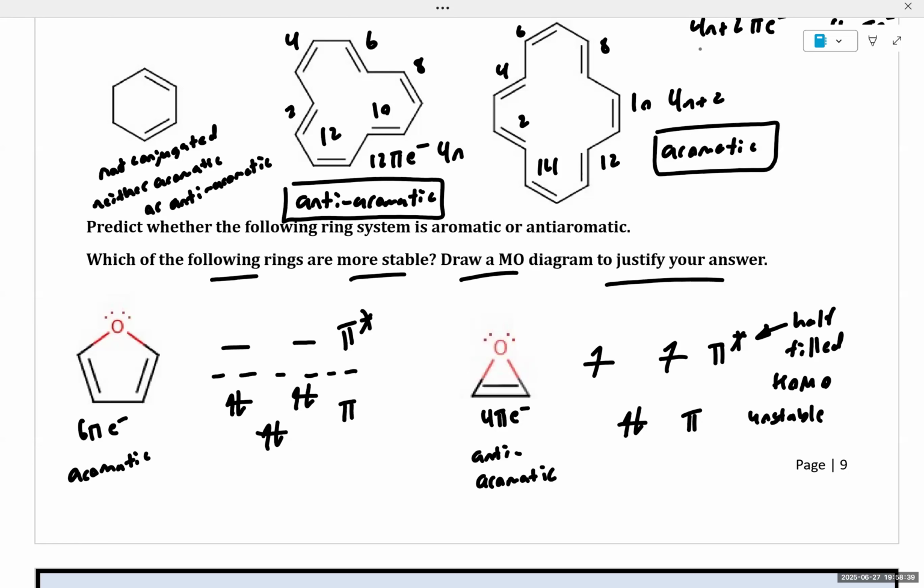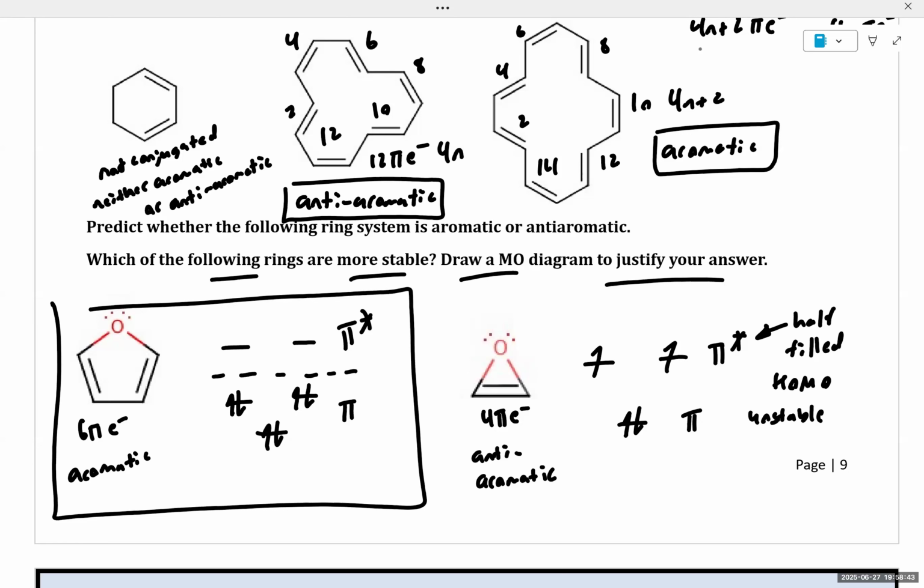So as we can see, the compound on the left would be more stable as it's an aromatic compound. The compound on the right is very unstable because it's an antiaromatic ring. It has a half-filled, highest occupied set of molecular orbitals.